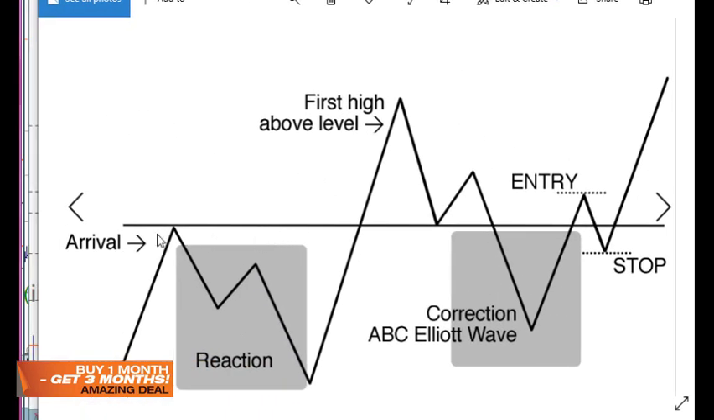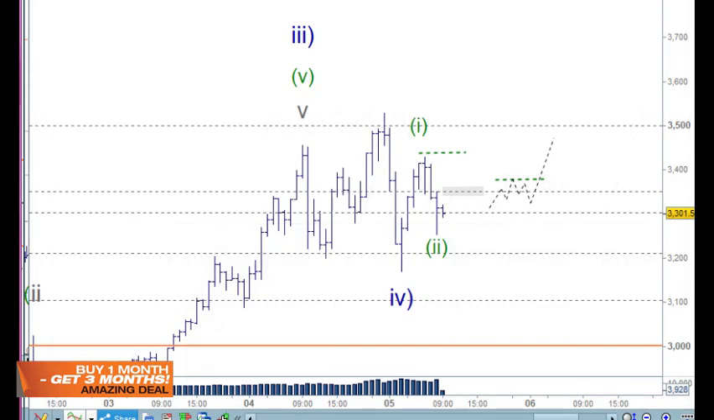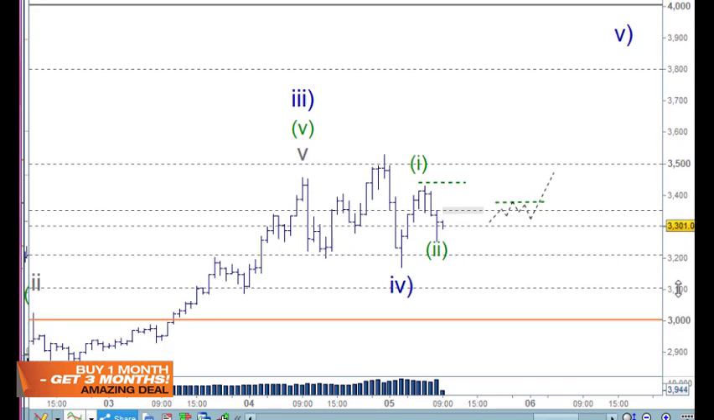So if that's the 33.50, you want to see the arrival, the reaction, first high above the level, and you want to be over this side, not draw a line through the middle here. You don't want that side, you want this side. So you need to be a bit patient. You don't want to take the breakout. So yeah, that's where that is.